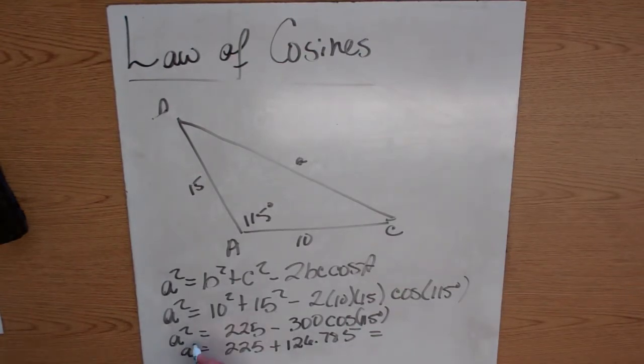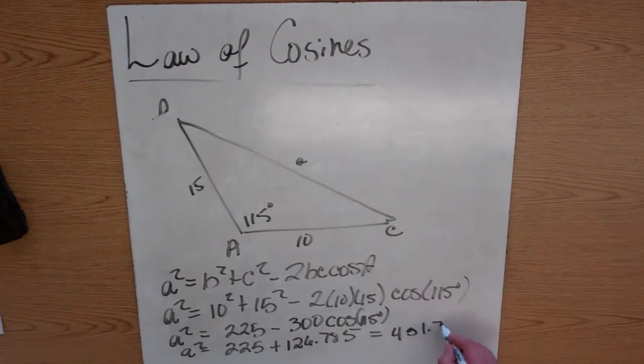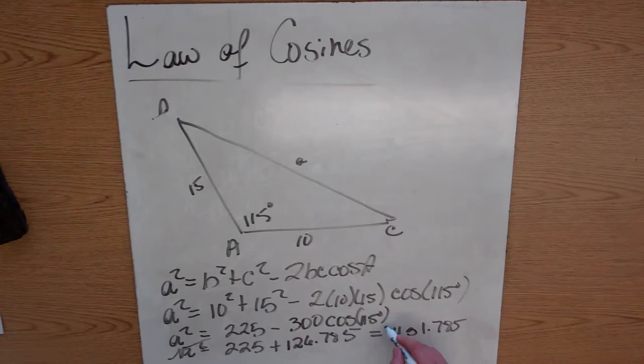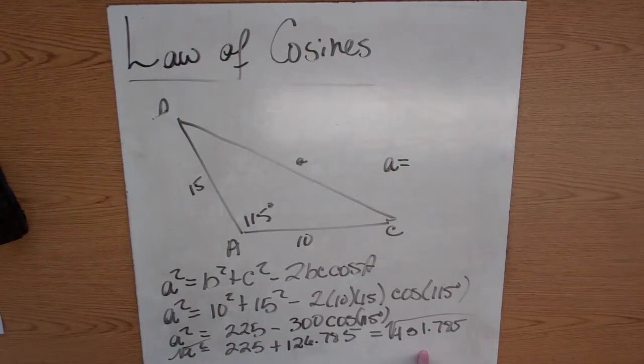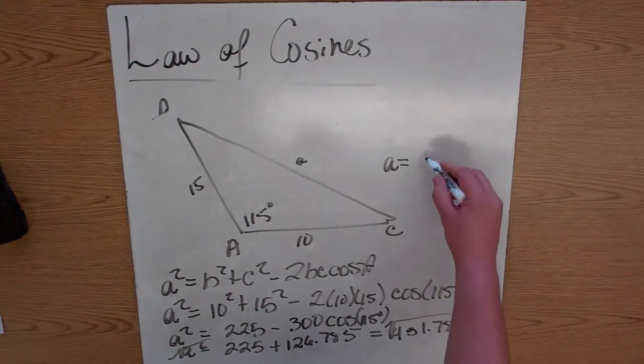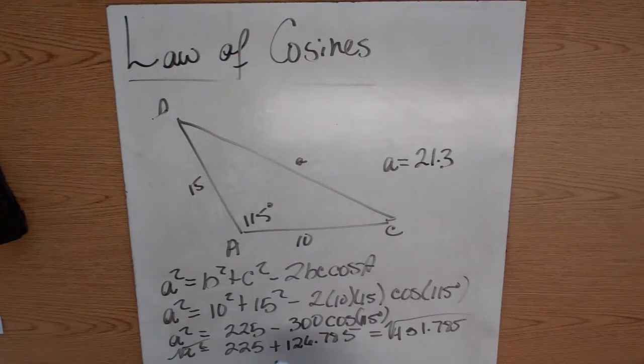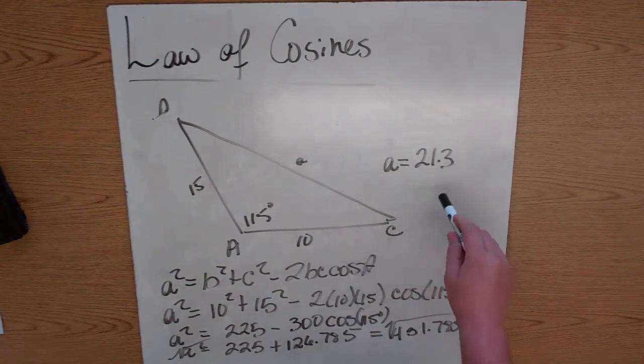So a squared equals 451.785. Since it's a squared, we're going to take the square root of both sides. So A equals the square root of 451.785, or 21.3. Okay? So this is how you use the law of cosines.